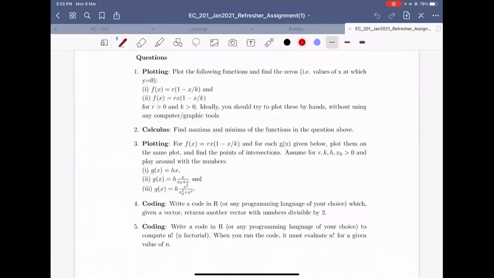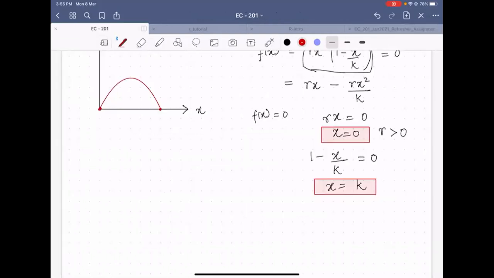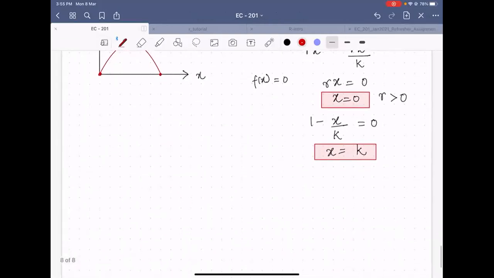Now the second part of the question is to find the maxima and minima of the function. Now, for example, if you didn't plot this graph, how would you find the maxima? I think it's very easy to tell which is the maximum here, but if you hadn't plotted this graph, how would you find the maxima or minima of the function? By differentiation. By differentiating.